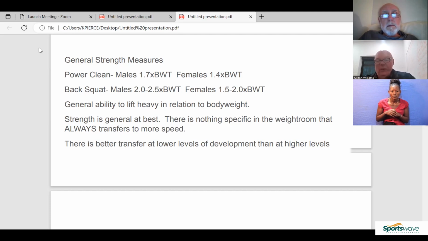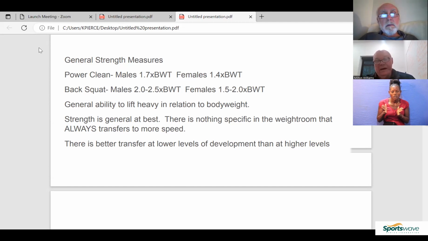Females, about 1.4 to 1.5. I've seen females that weigh 55 kilos that can power clean 80, which is over 1.5. So I've seen them do that. So that's the kind of strength levels they tend to exhibit. Now, that doesn't always hold true. This is just a general rule.